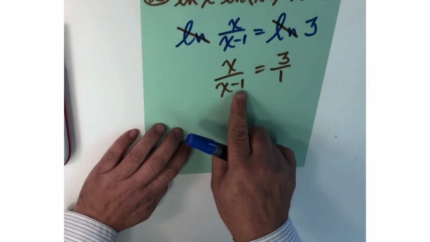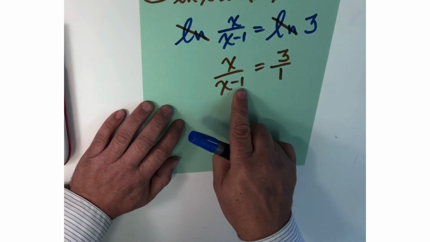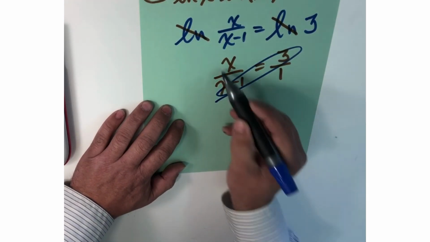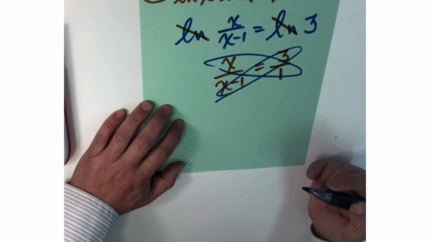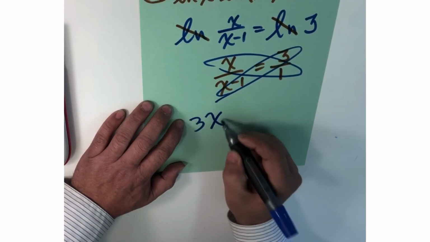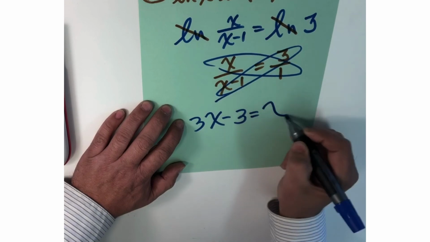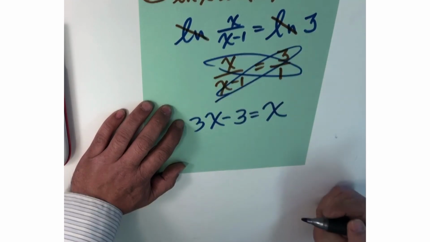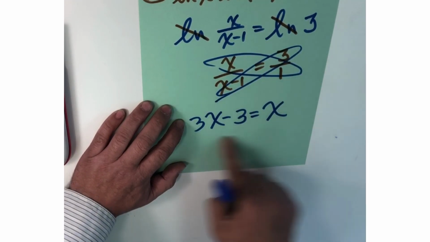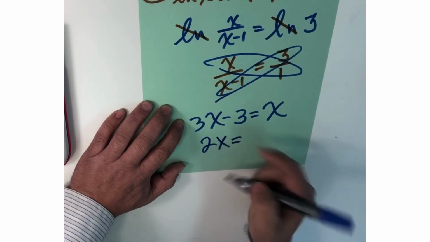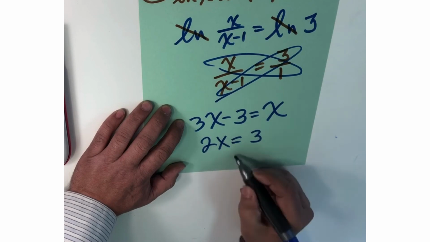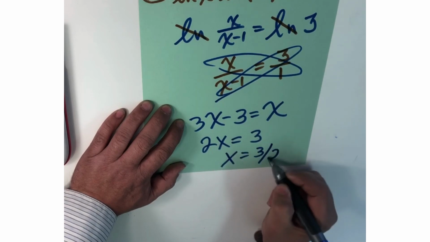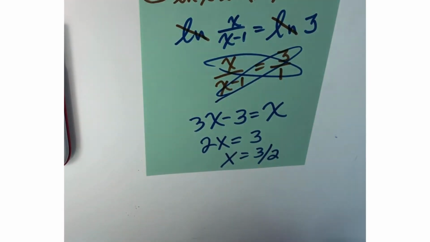Let me make it easier by putting a little 1 here. This is now a proportion. And what do we do with proportions? That's right, cross multiply. So 3x minus 3 is equal to x. And when you solve for x, 3x minus x is 2x. When you move the 3, you get 3. And when you divide both sides by 2, you'll get x is equal to 3 over 2, which is, of course, positive, and everything will work, right?